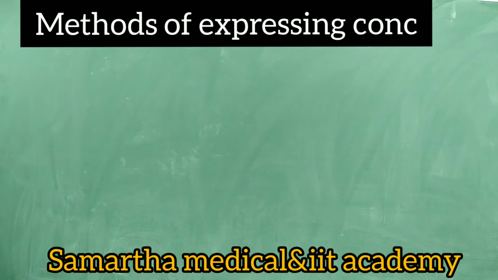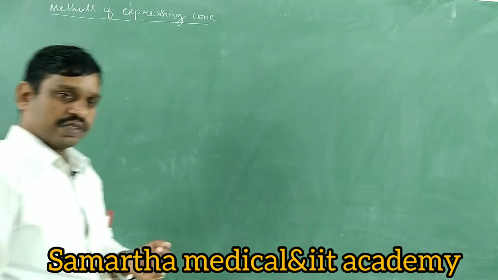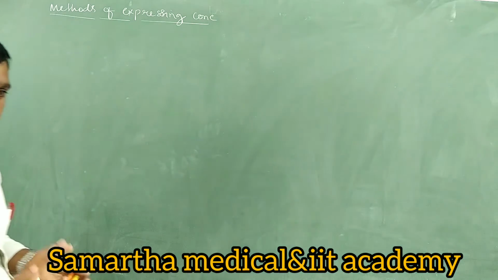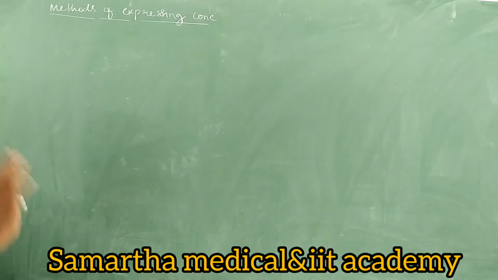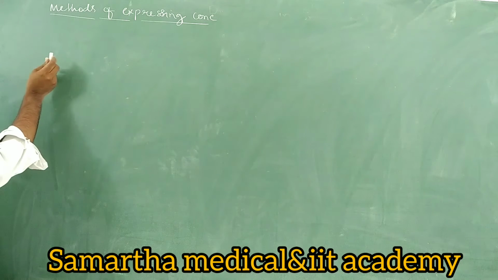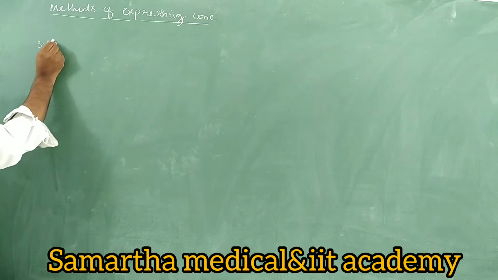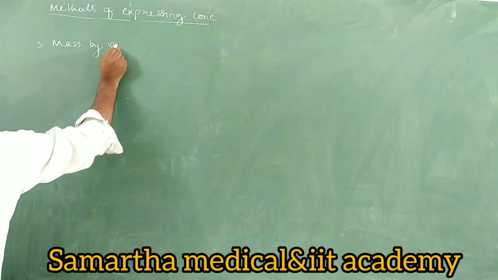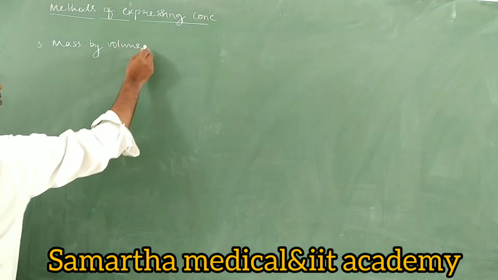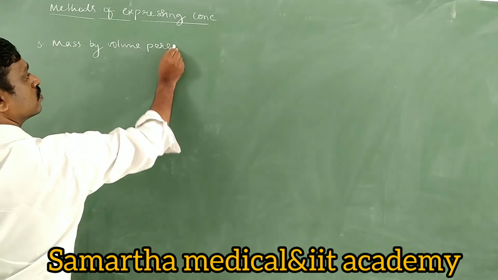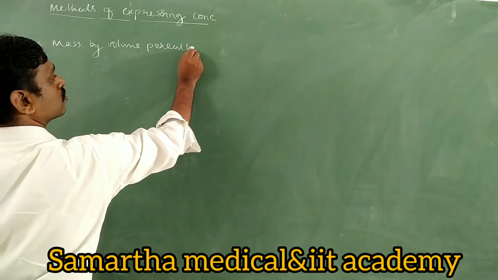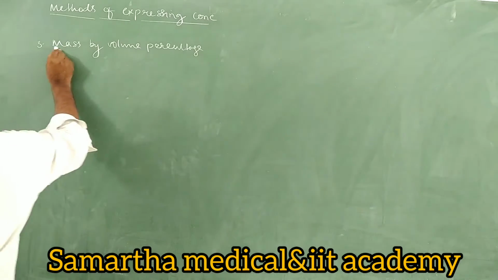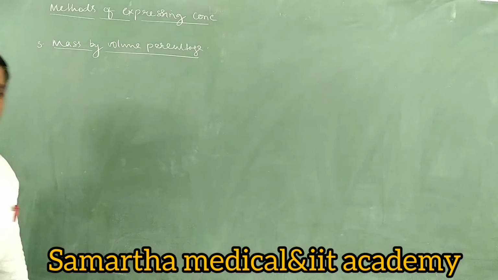Right. Methods of expressing concentration. Last class we completed mass percentage, volume percentage, mass by volume. Now we have to start. Right. So the next, third one, is mass by volume percentage.